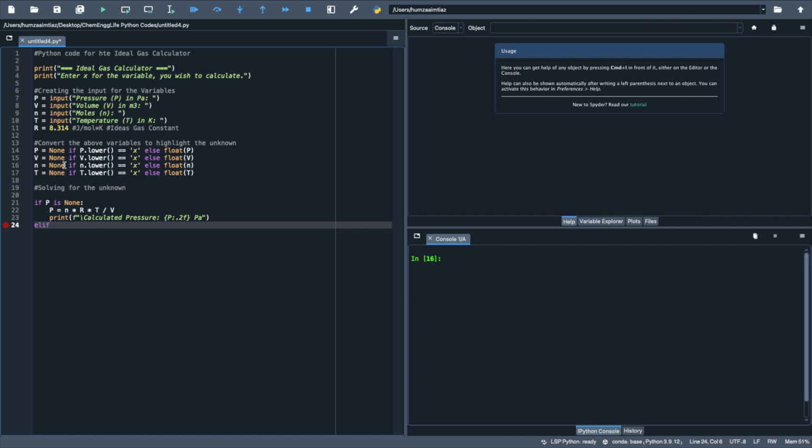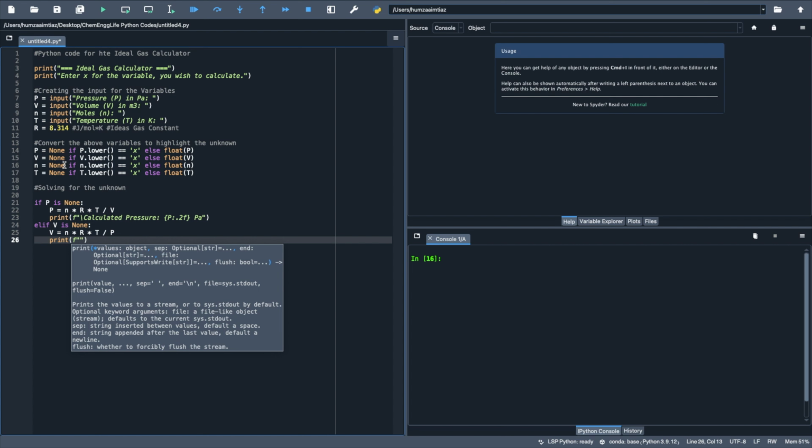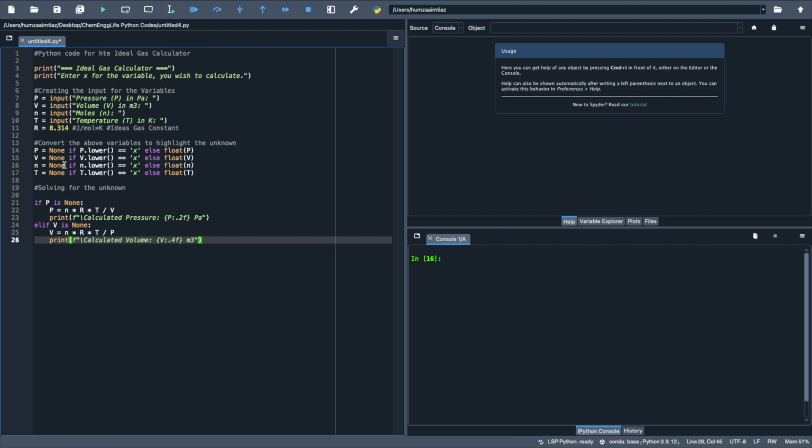Otherwise, what if the volume is None? Then in that scenario, the volume is calculated by n times R times T divided by P. And then we're going to write exactly the same statement. And we're going to say that the calculated volume is equal to, again, curly bracket, V, the V variable, which is calculated right here. And that is also going to be in 4 decimal places. That is in meters cubed.